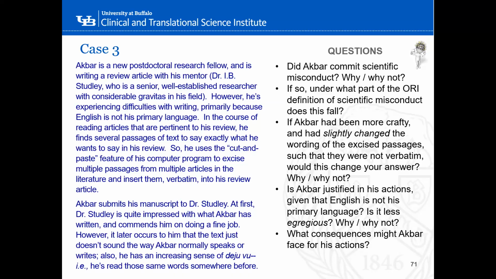Yes, he committed scientific misconduct. This would be plagiarism. Cut and dried. Yes? Yeah. Okay. So, Elizabeth Griffiths, I will call on you for the next one.